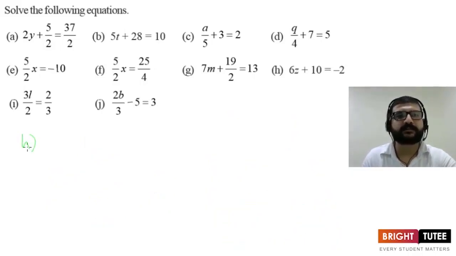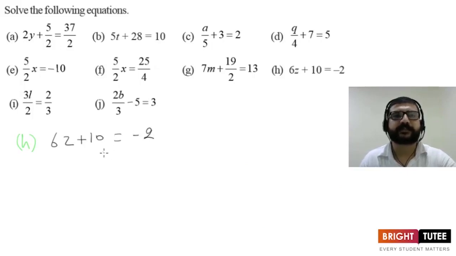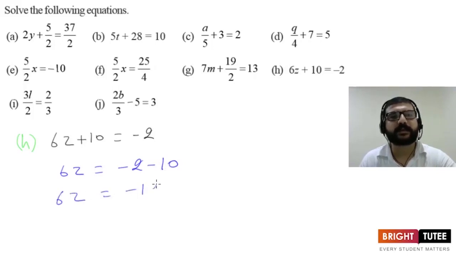Now the next part of the question, here the equation is 6z plus 10 is equal to minus 2. What should we do now? Let's transpose this plus 10. So what we will get, 6z is equal to minus 2 minus 10. 10 was added to 6z, so after transposing it will come with negative sign. So now what we got from here, 6z is equal to minus 12.